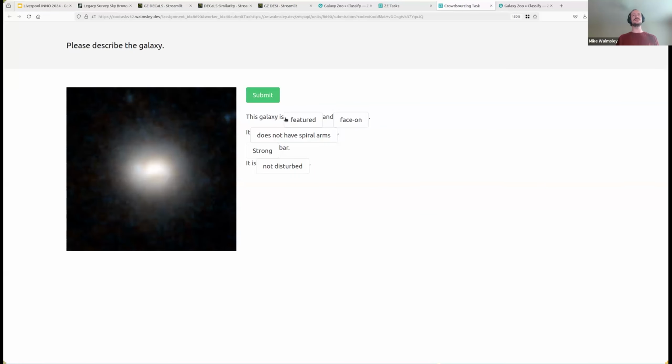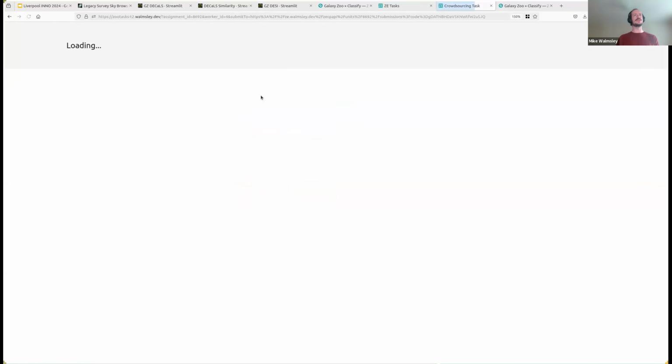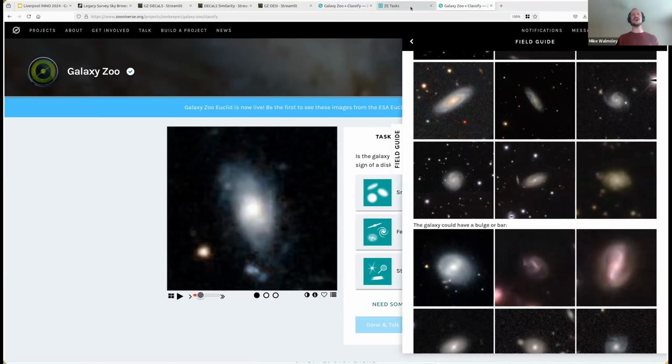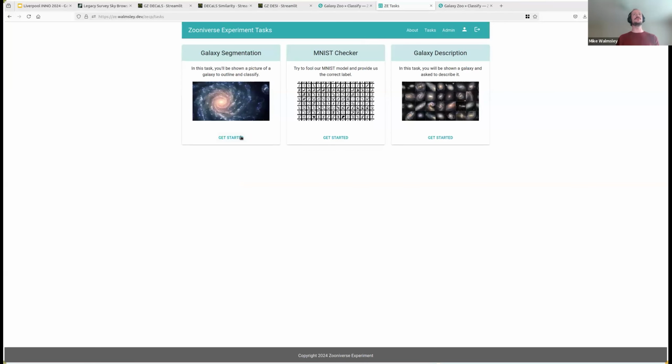We can just say, well, here's the model prediction from what we've trained on so far. Do I agree? Yes, I think you got it right, except I think it might be disturbed, and I will press submit, and I'll get another sentence. And this sentence is simply some if-else statements and the model's prediction. So that's a much, much quicker way to label galaxies, at the cost of some bias from starting from the model prediction.